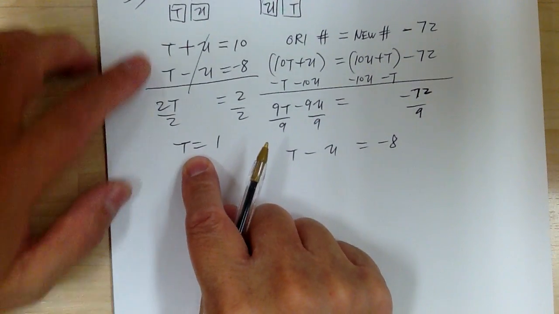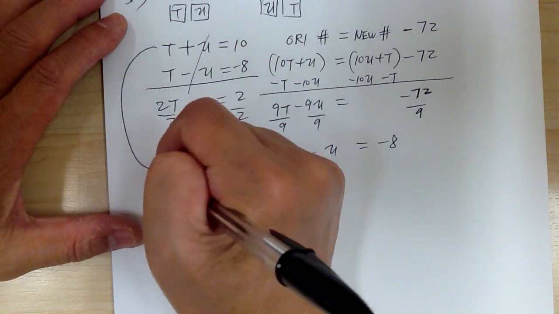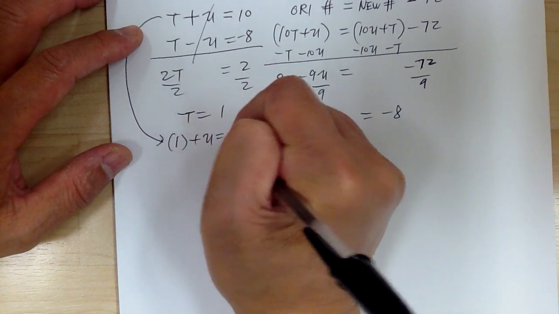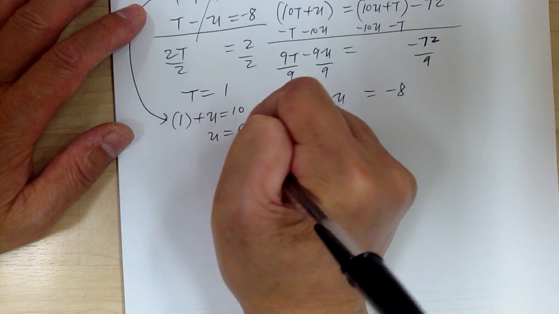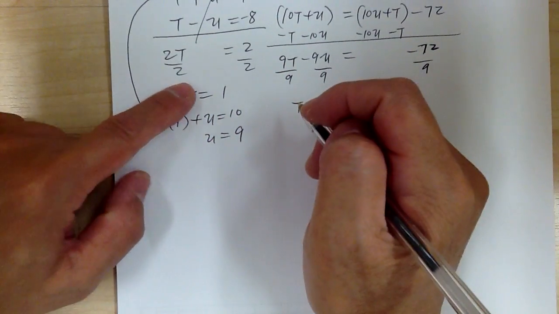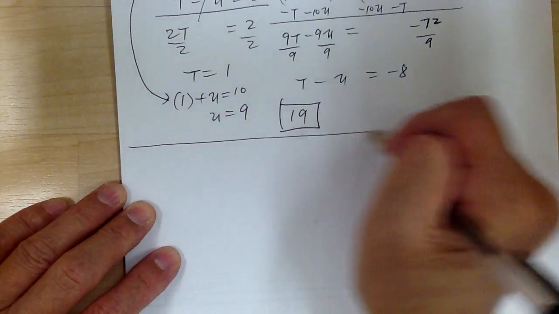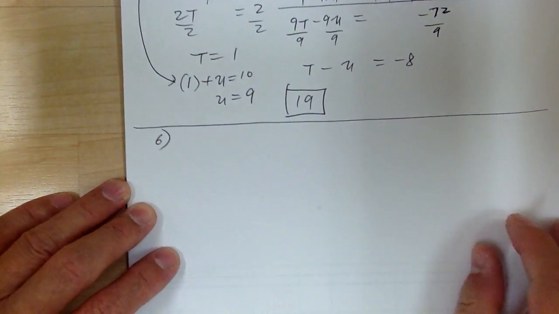Now once I find t equal to 1, from here I'm going to use this equation here. So from here I get 1 plus u equal to 10. So u equal to 9. And therefore my answer would be 1, 9. So the answer would be 19. Okay. Let's go to number 6.